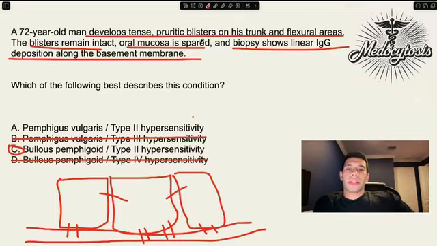Now, the oral mucosa is spared. That's typical for Bullous pemphigoid. When it's affected, think about Pemphigus vulgaris. And as we already said, biopsy shows linear IgG deposition along the basement membrane. That's going to be Bullous pemphigoid. For Pemphigus vulgaris, they're going to say it shows a fishnet-like pattern for the IgG deposition between the epidermal cells. Yeah, I think that's all you need to know for these type of questions.